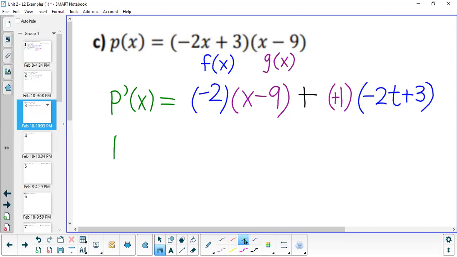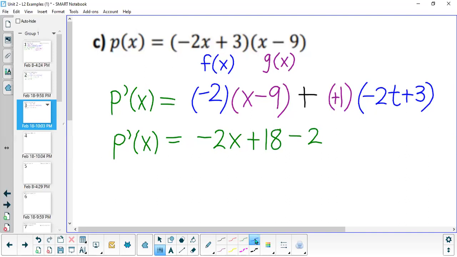That is going to give me p prime of x is equal to negative 2x plus 18 minus 2. Oh, I switched variables here. This should have been an x, not a t. So negative 2x plus 3.